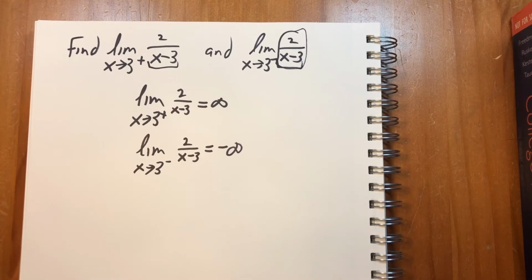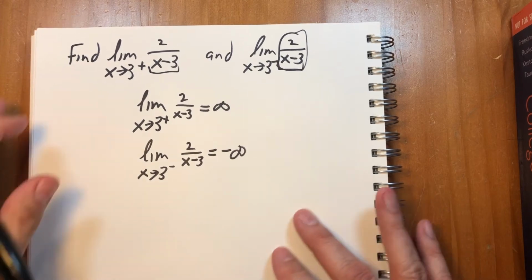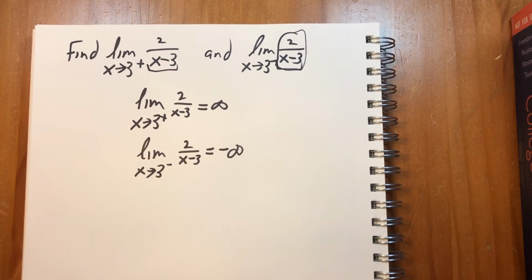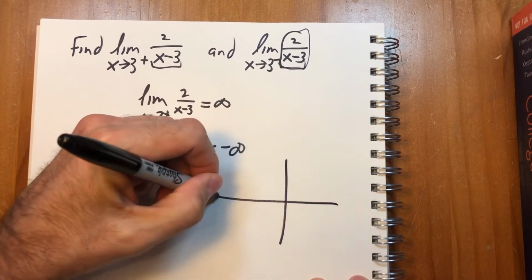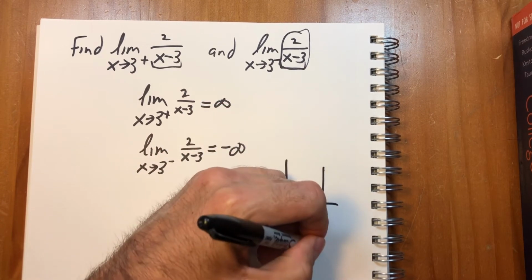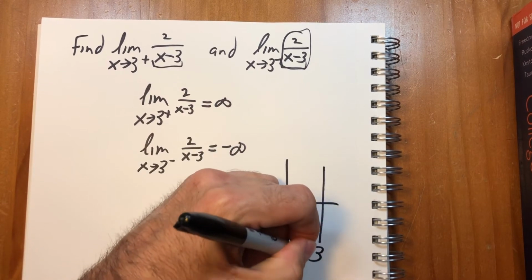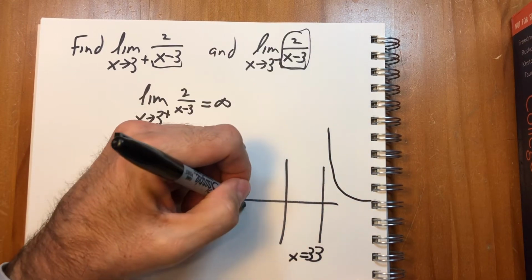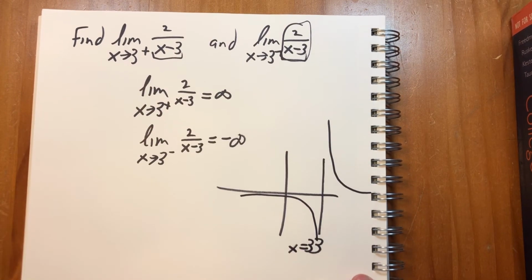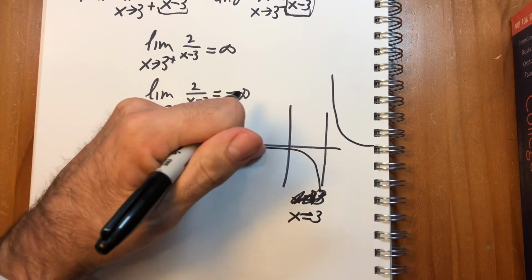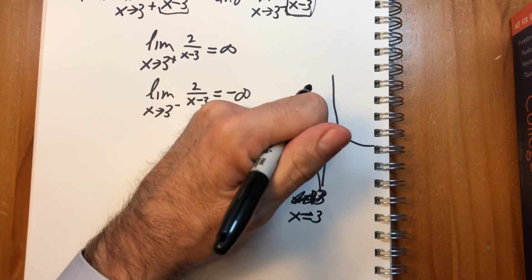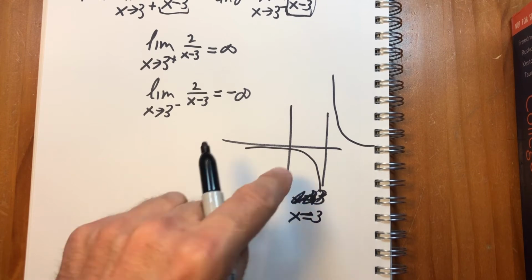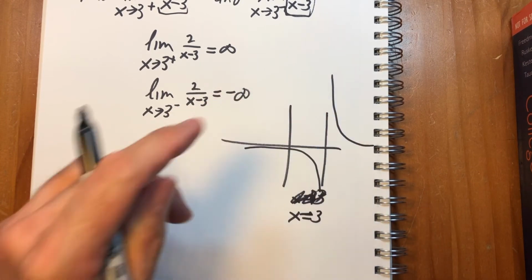And so now with this information, it'll be easier to get a picture of what this graph looks like. So at x equals 3, the graph goes up this way and then down this way, okay? As you approach 3 from the left, it gets increasingly negative. As you approach 3 from the right, it gets increasingly positive.